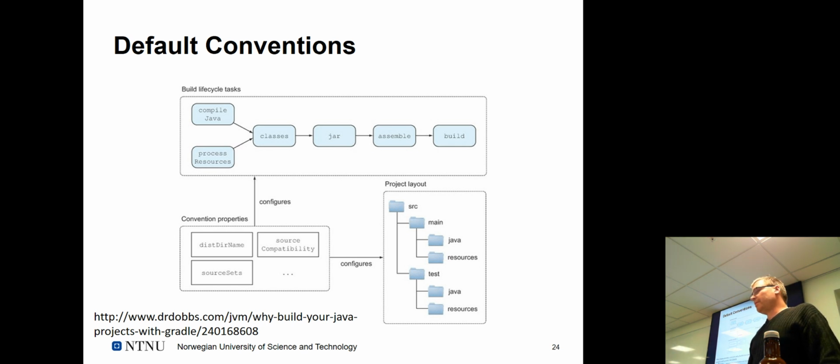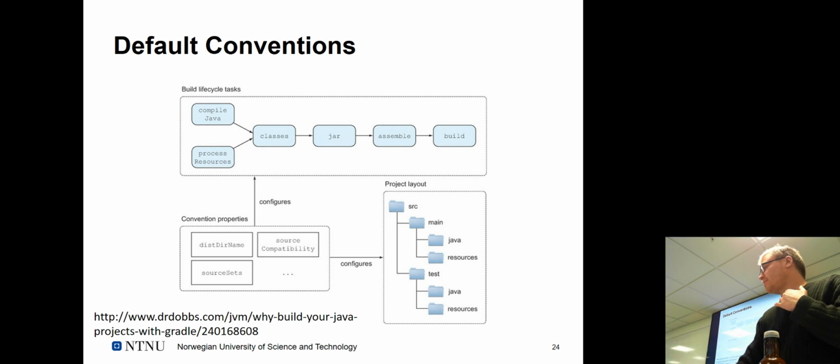And there are certain properties that you can just use as part of a convention. Dist name means distribution directory name. Or source compatibility basically means which version of the compiler you want to compile against, and so on, right? So quite relevant. And then there's the conventional build lifecycle that would just mean build everything, use the classes, combine them into jar files, assemble that whole thing, and finish the build process. That's roughly what it does.